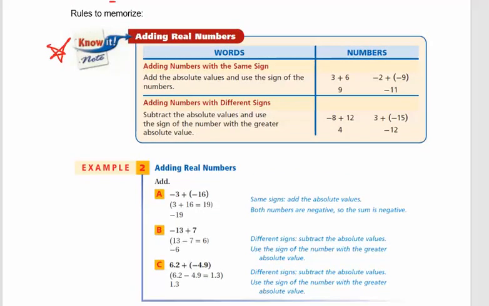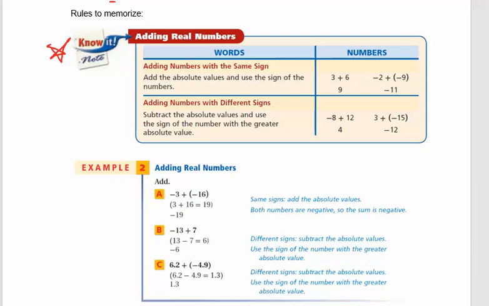Okay, now we're going to get to these rules. This is what you want to memorize so that you don't always have to use a number line or a calculator when you're adding and subtracting positive and negative numbers. So first, let's look at adding. If you are adding numbers with the same sign, the rule is add the absolute values and use the sign of the both numbers because they're both going to be the same.